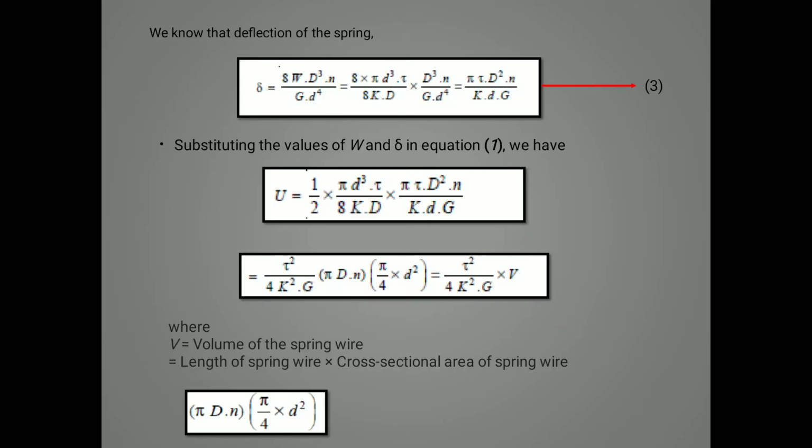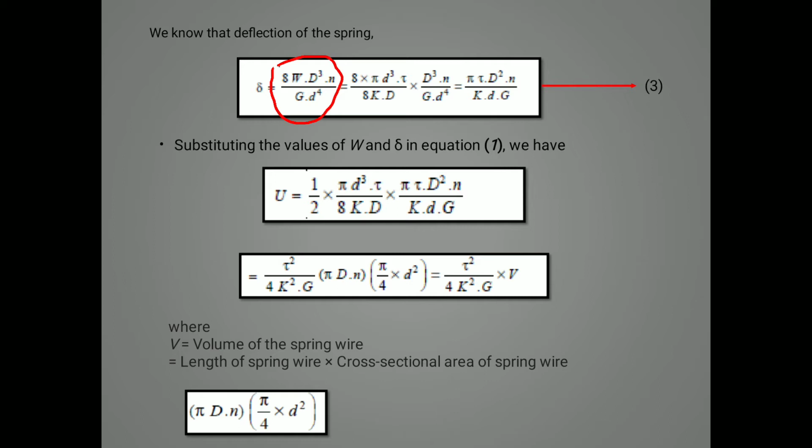We know the deflection of a spring; earlier we derived the deflection delta, which is nothing but 8 W D cube N upon G d raised to 4, where capital D is the mean diameter, and G is the modulus of rigidity of that particular spring material.